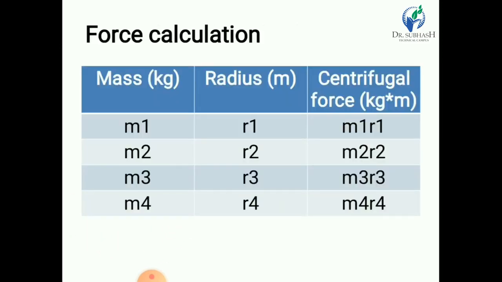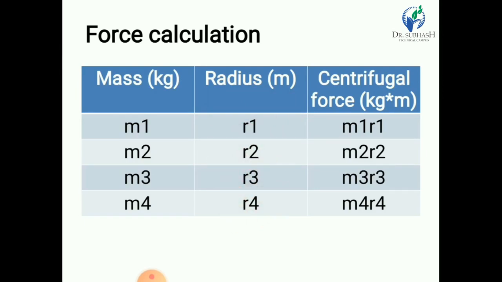Now let us calculate centrifugal forces for four masses. In the first column we consider mass in kg, so we have four masses, m1, m2, m3 and m4. In the second column, we consider radius in meter, and the notation for this radius is small r. So it is r1 for the first mass, r2 for the second mass, r3 for the third mass, and r4 for the fourth mass.